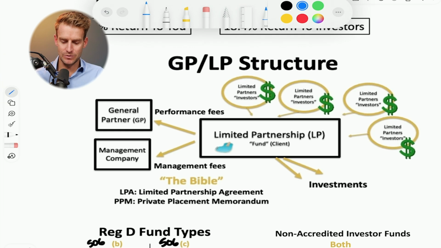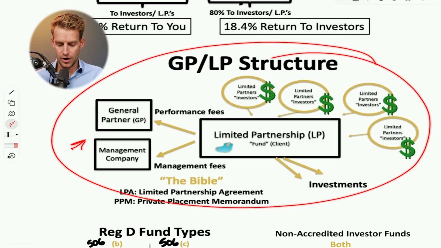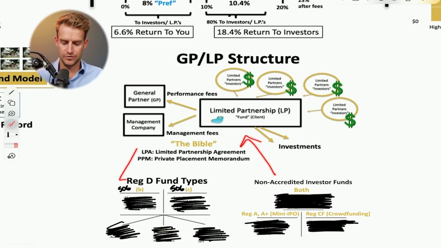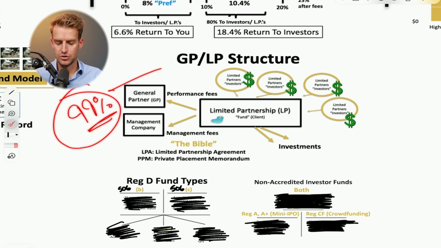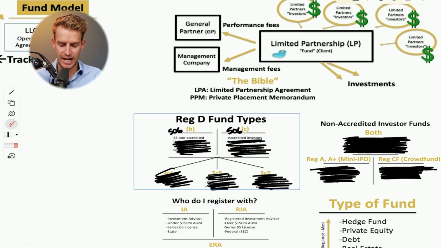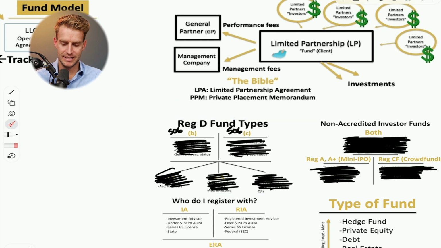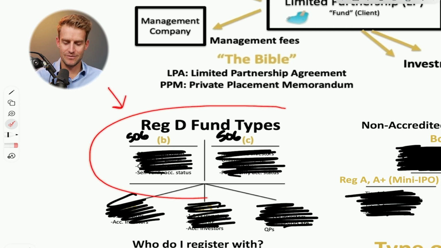Now, we've talked about this. We've already talked about the GPLP structure. When you're talking about frame 2 of structuring your fund, all these types will work within this framework. Now, there's other frameworks. There's an LLC construct framework. There's other ones. But what I'm telling you here, 99% of all funds on earth use this structure right here. Furthermore, I'm going to say 98% of all funds use right here, a Reg D 506 fund.